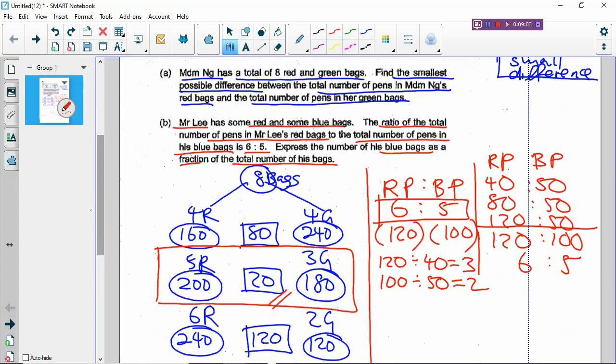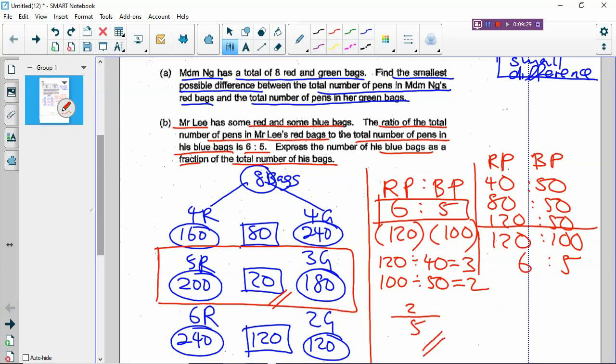So can we now express the blue bags, which is 2, out of the total number of bags altogether, which is 3 plus 2, so 5 bags total? So what is the fraction of his blue bags? The fraction is 2/5. And that's how you solve this problem.